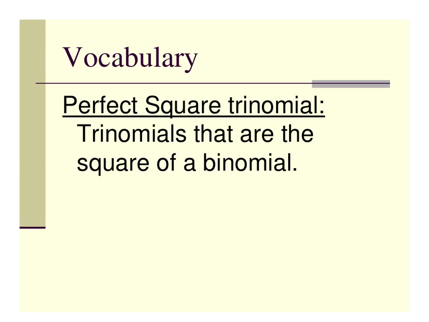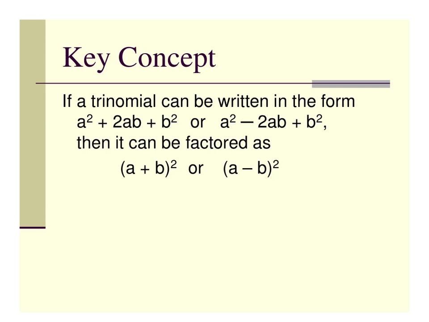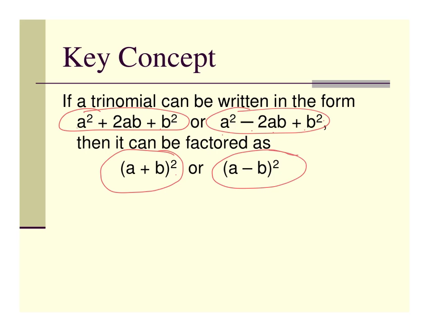Alright, so a perfect square trinomial. Perfect square trinomials are trinomials that are the square of a binomial. Alright, and here's our key concept. If a trinomial can be written in this form or this form, then it can be factored. So a squared plus 2ab plus b squared will factor as the quantity a plus b squared. If it is a squared minus 2ab plus b squared, it's going to factor as the quantity a minus b squared.